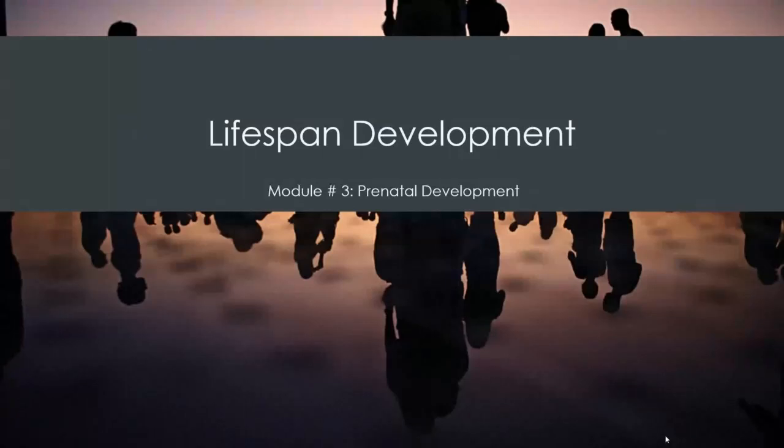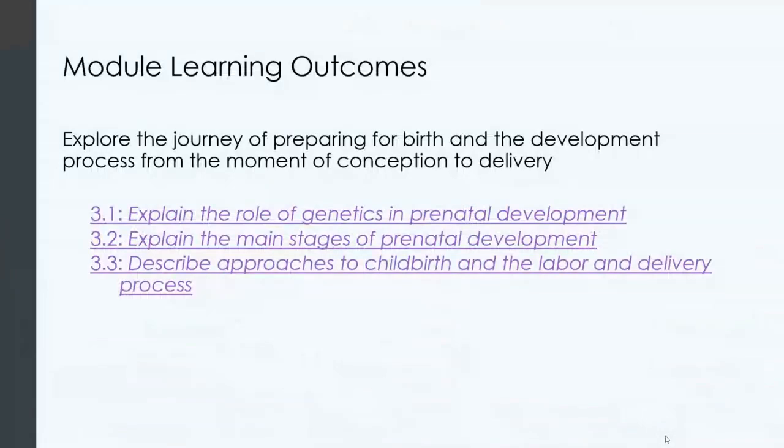I'm going to fly through these slides because it is a very detailed chapter and I'm going to try to take you through the big ideas. So let's get going. All right, so these are the really big ideas. The genetics aspect of prenatal development, the main stages of prenatal development, and finally, we'll end with the approaches to childbirth, labor and delivery processes, and there's a whole lot more that you're going to hear.